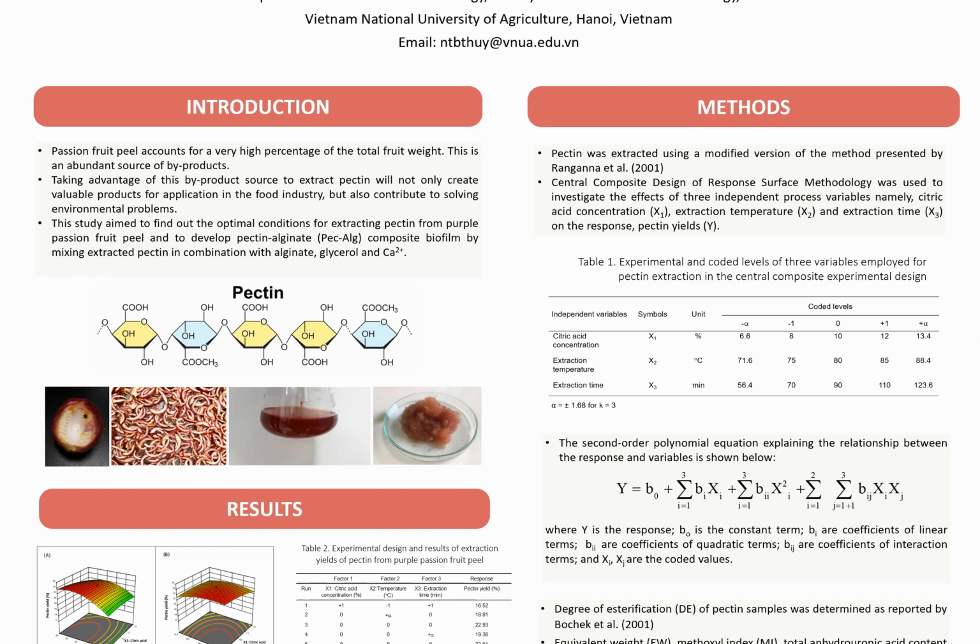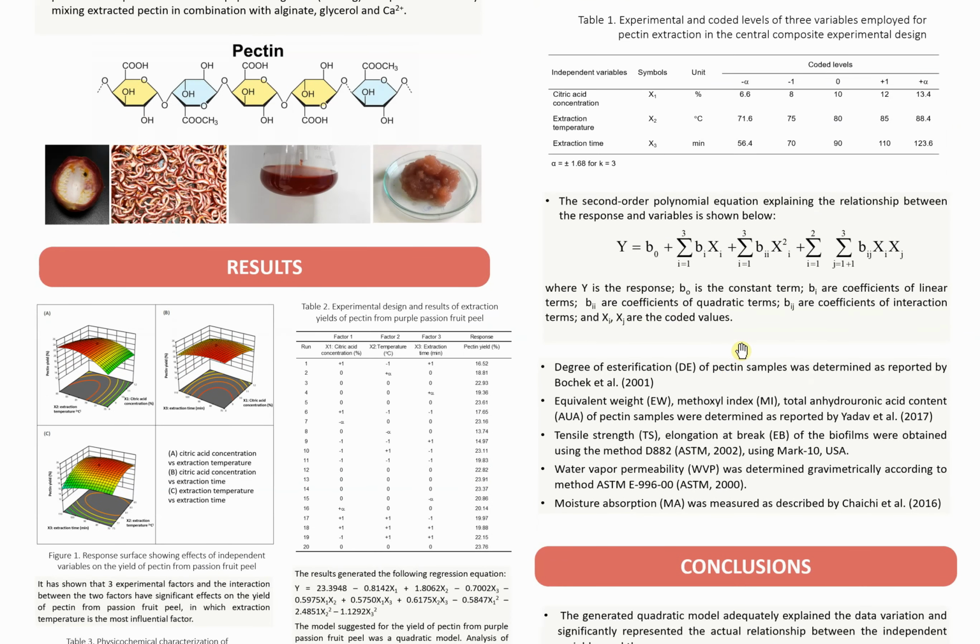Next is the method for analyzing the physicochemical parameters of the extracted pectin. Degree of esterification and pectin content were determined as reported by Project et al. Equivalent weight, methoxyl index, and total anhydrouronic acid content were determined as reported by Jada et al.